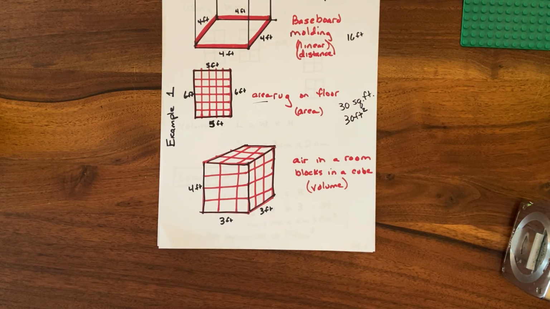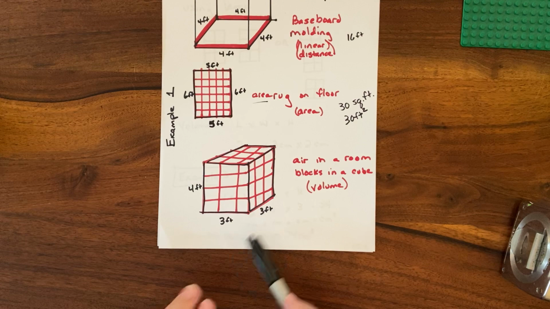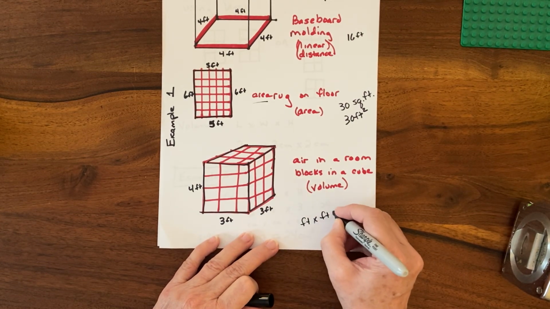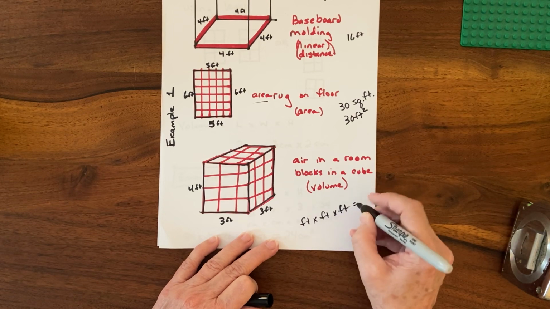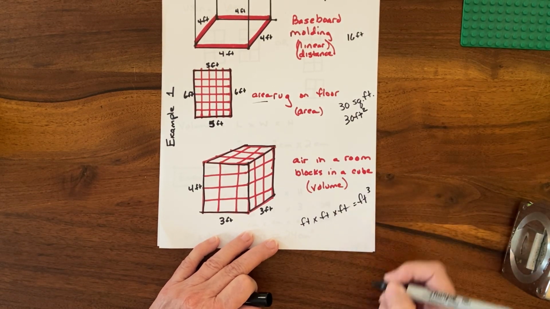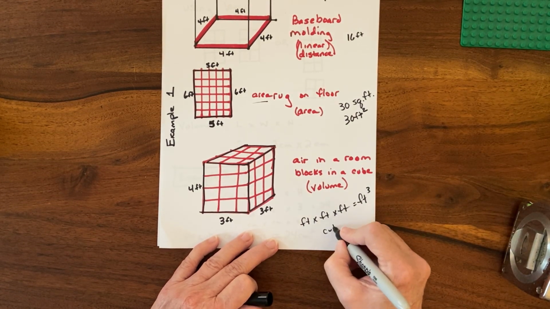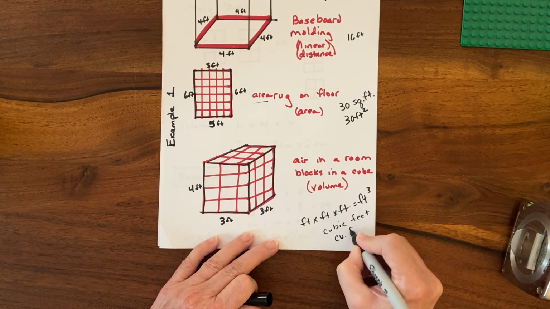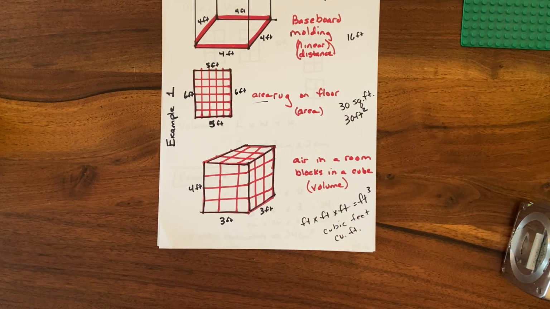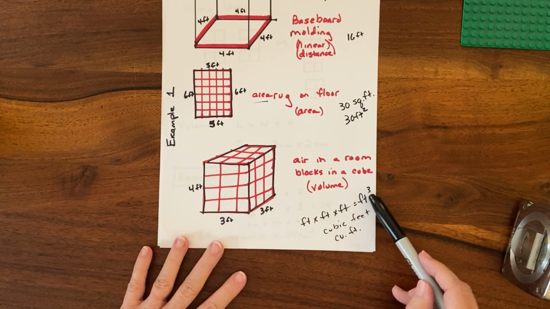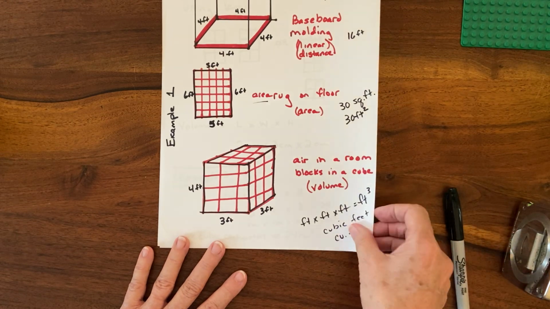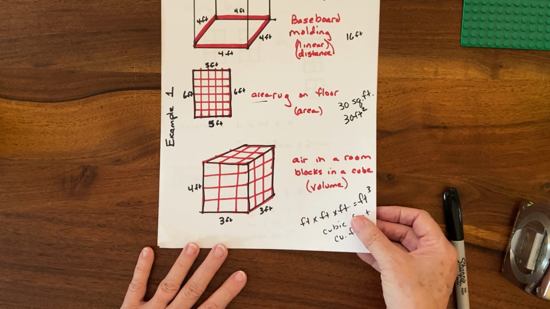In this case, it would be measured in feet times feet times feet equals cubic feet, or feet cubed. Either way, however you want to write it. If you do use your little cube sign, make sure it's at the end and up high. It should be a little bit smaller. Mine's a little big. Okay.